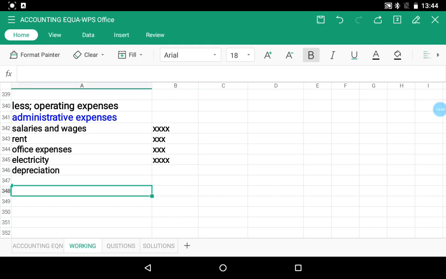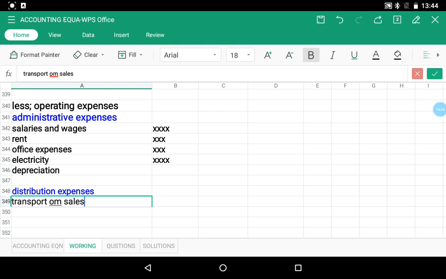Then we have, after administrative, we have distribution. These are expenses that are incurred in the field. You are doing business, you are transporting goods to customers. Those expenses, we will code them here. And we can say transport on sales. When you provide after sales service, we record it under distribution expenses.